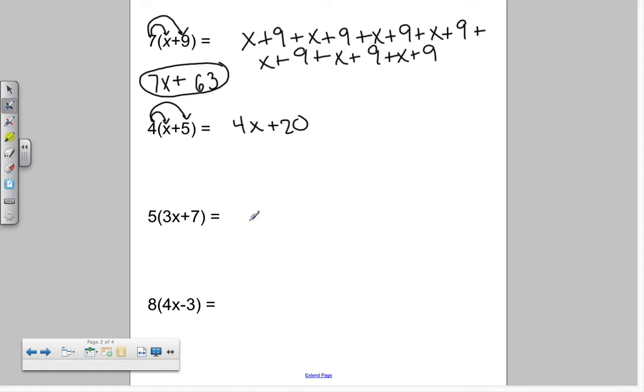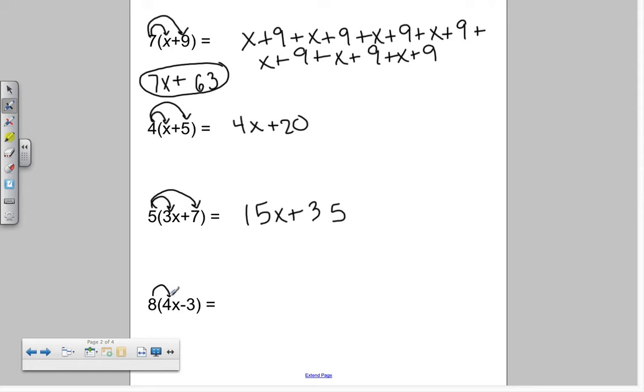Okay, try the next one. Think about what you think it might be. I like to draw in these little rainbows, I call them, but they are optional. This one would give me 15x plus 35.